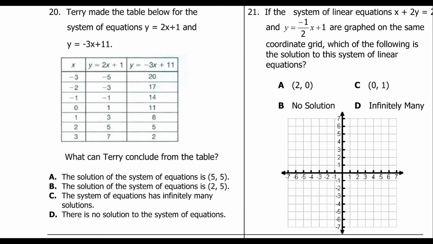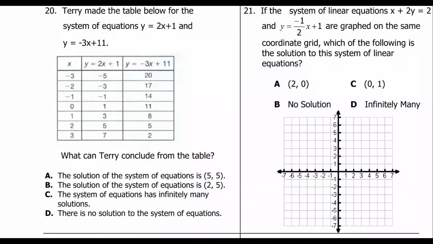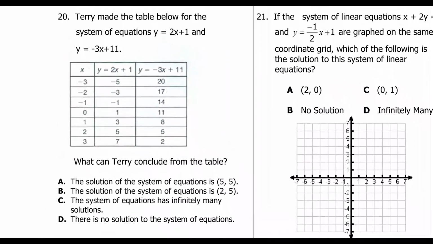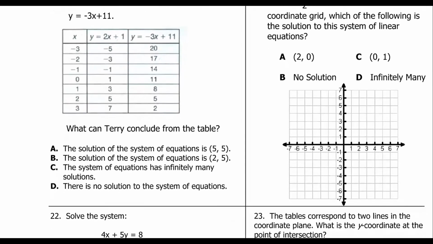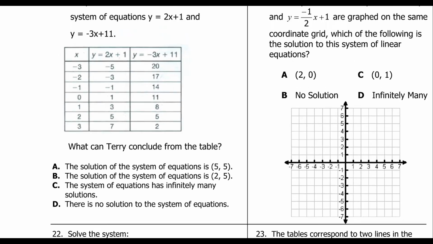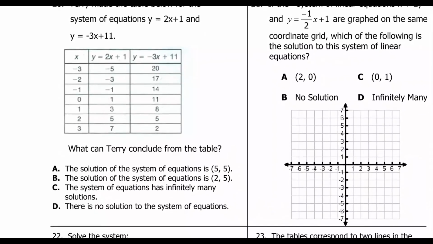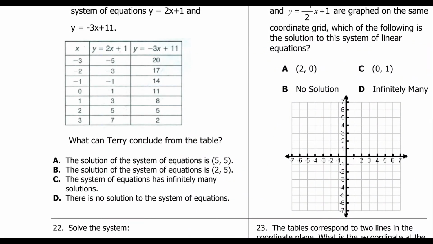Alright, last page. So, these are just multiple choice questions. They should be pretty quick, pretty easy. Okay, so we'll start off with number 20. Terry made the table below for the system of equations y equals 2x plus 1 and y equals negative 3x plus 11. Now, you can go ahead and plug those into your calculator, see what they look like, but we don't really have to. Now, if we look at number 20 in depth, okay, doesn't take much really, okay.